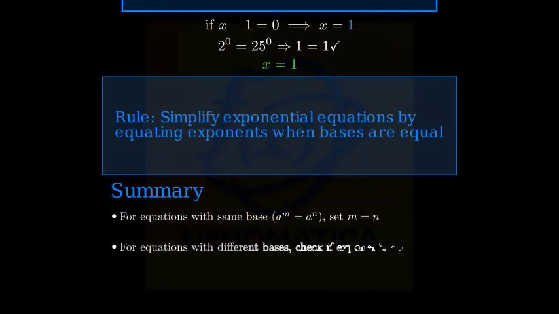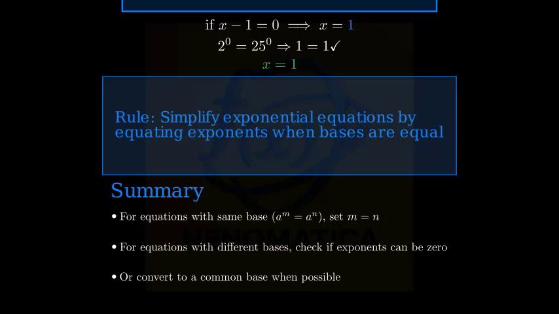In this lesson, we solved exponential equations by expressing both sides with the same base and equating exponents, and by recognizing when exponents must be 0 for equality to hold. Remember, for equations of the form a raised to the power of m equals a raised to the power of n, set m equal to n. For equations with different bases, like 2 raised to the power of x equals 5 raised to the power of y, check if the exponents can be 0 to yield equality, or try to convert to a common base.